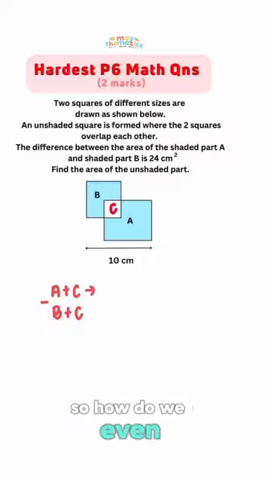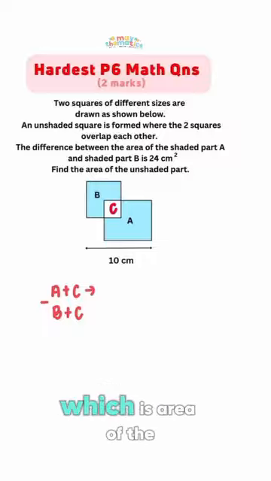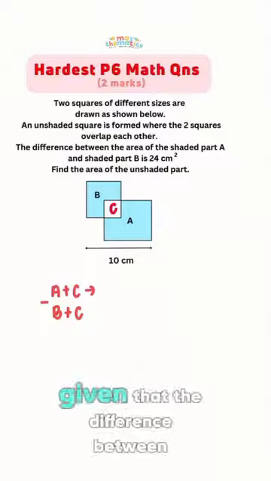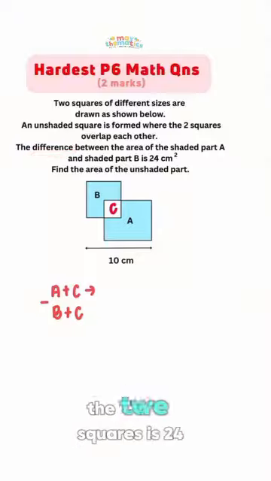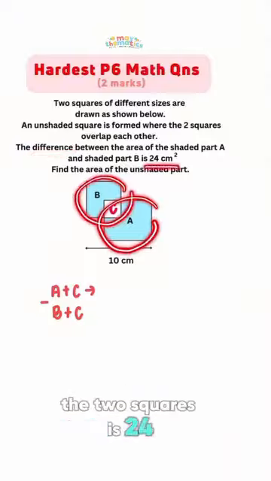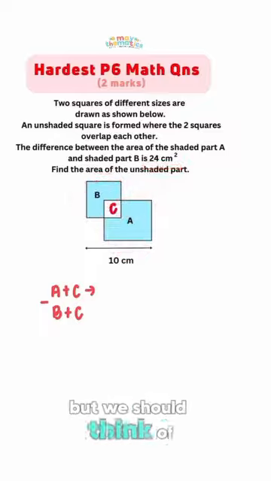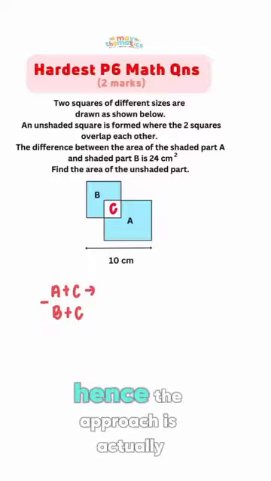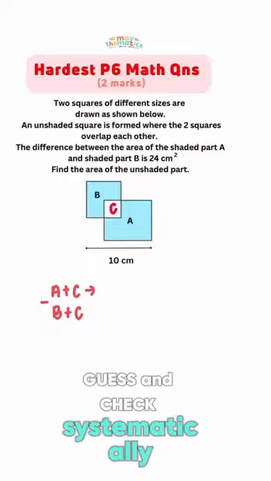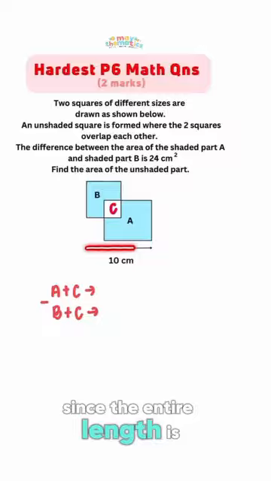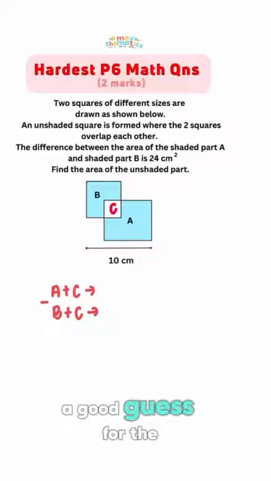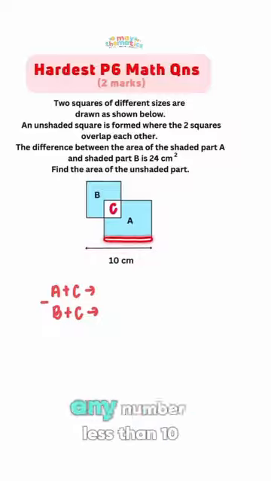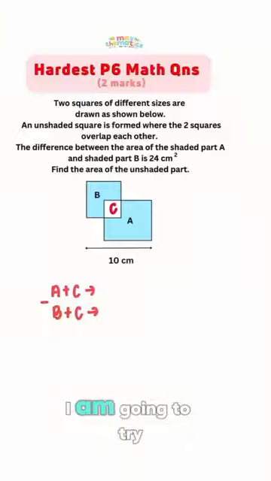So how do we even get A and C in the first place, which is the area of the square? Given that the difference between the two squares is 24 and it's a nice number, what we should think of are nice numbers that can represent the area of the squares. Hence, the approach is actually guess and check systematically. Since the entire length here is 10, a good guess for the length of the bigger square will be any number less than 10. I am going to try a nice whole number of 7.